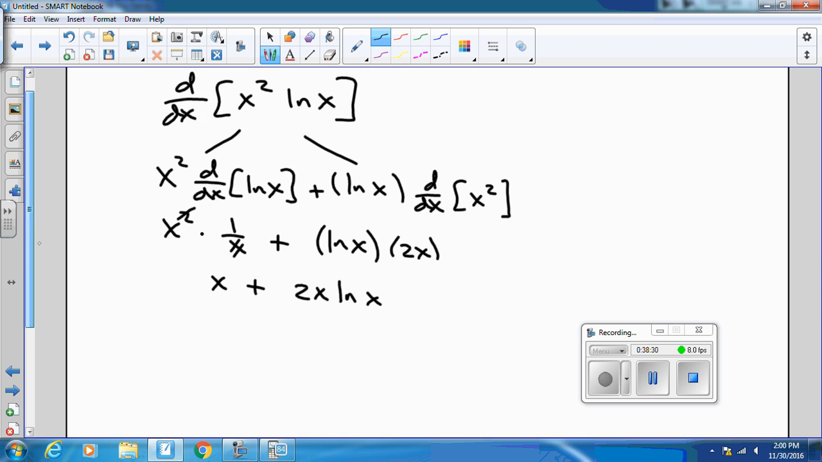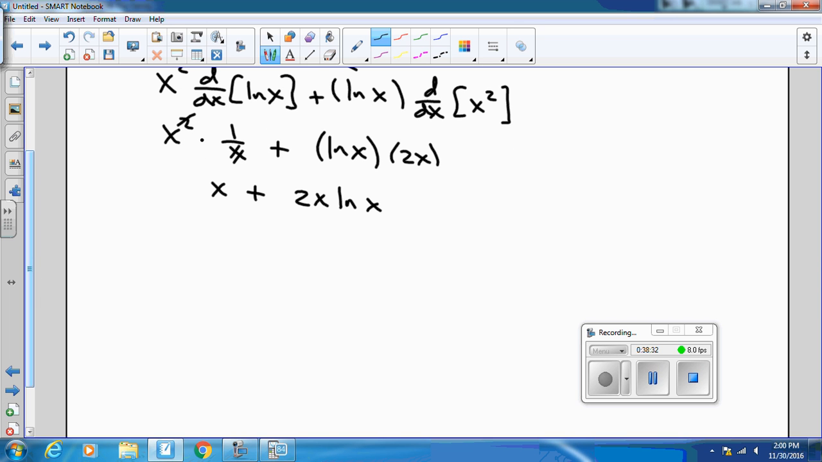Now, occasionally, you'll see people do clever things using your log properties. So, for example, here it is possible to rewrite this using my power property for logs. Notice how these two are the same thing, right here. And that's my power rule for logs. So sometimes you'll see that.